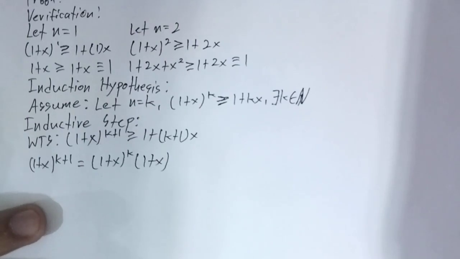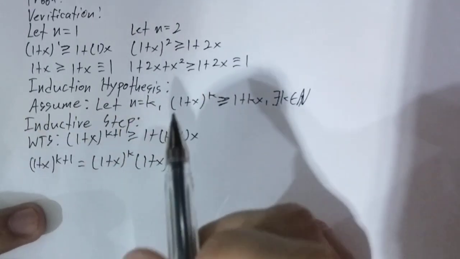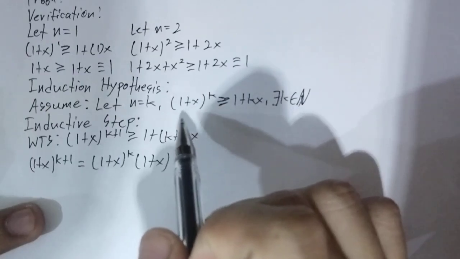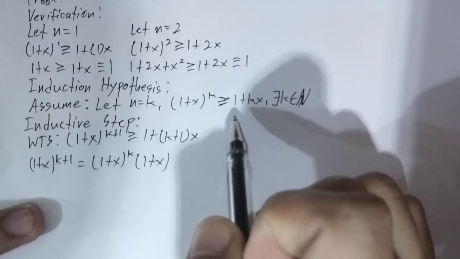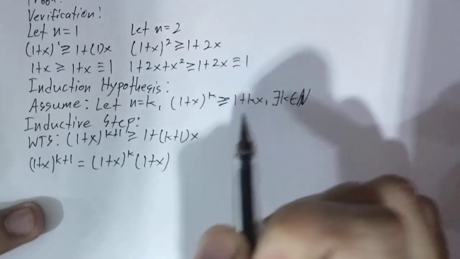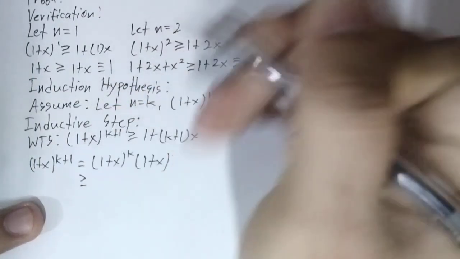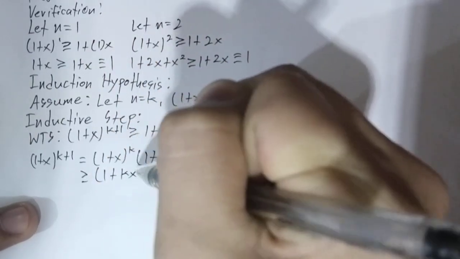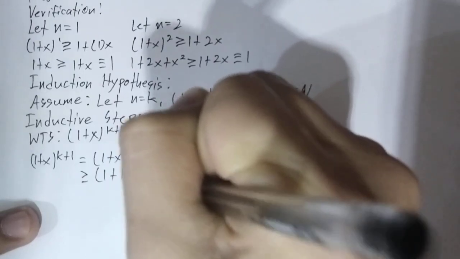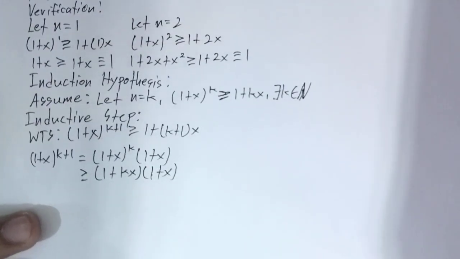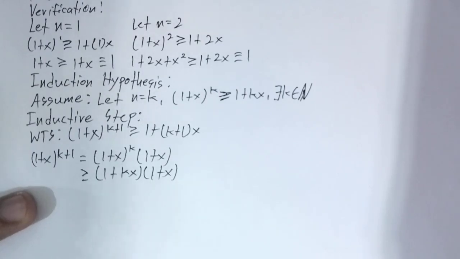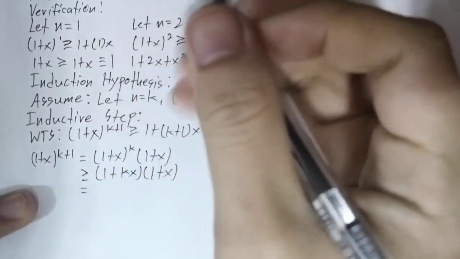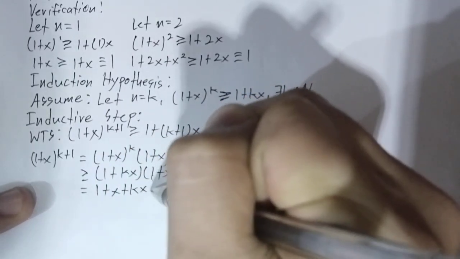Now, from our induction hypothesis, we've assumed that the binomial (1 plus x) raised to k is greater than or equal to 1 plus kx. So, by substituting that, we would find that this would be greater than or equal to (1 plus kx) multiplied by (1 plus x), right? Now, just by using the simple FOIL method, we would find that this is the same thing as 1 plus x plus kx plus kx squared, right?